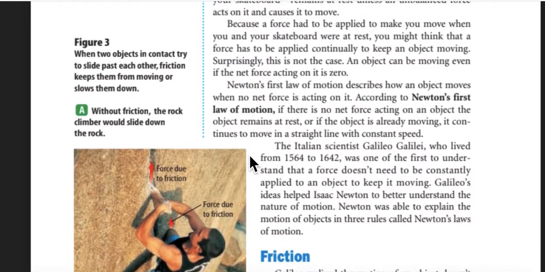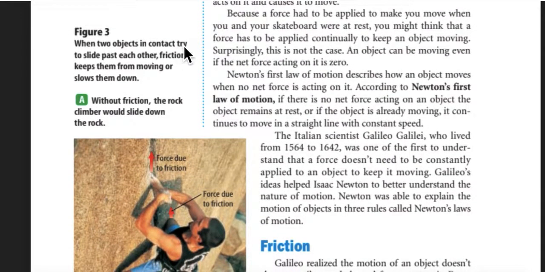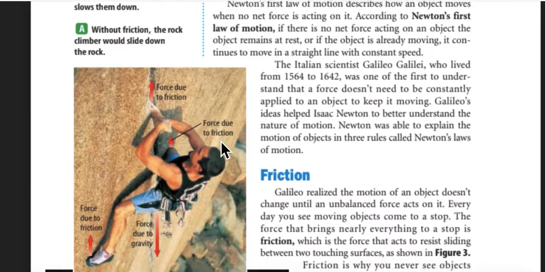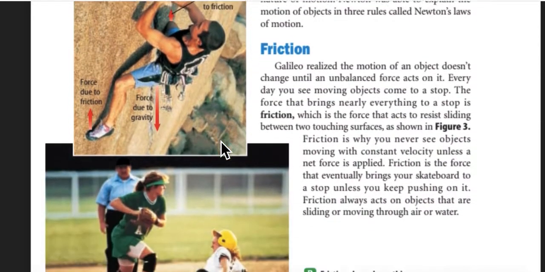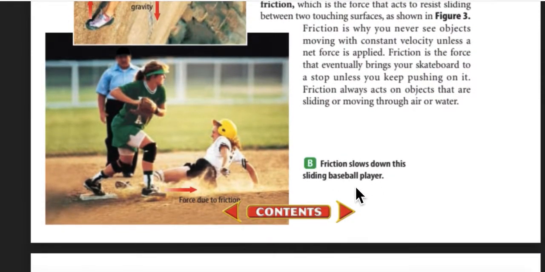Let's look at this figure 3. When 2 objects are in contact, they try to slide past each other. Friction keeps them from moving or slows them down. Without friction, the rock climber would slide down the rock. And friction slows down the sliding baseball player.